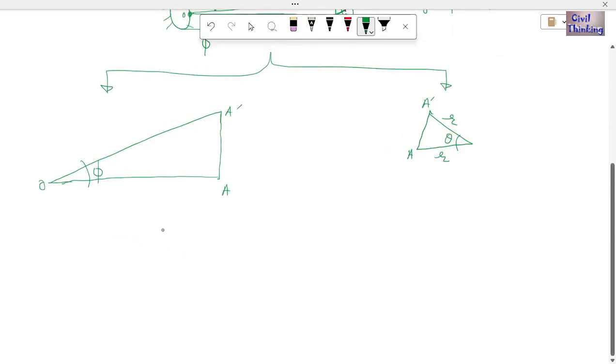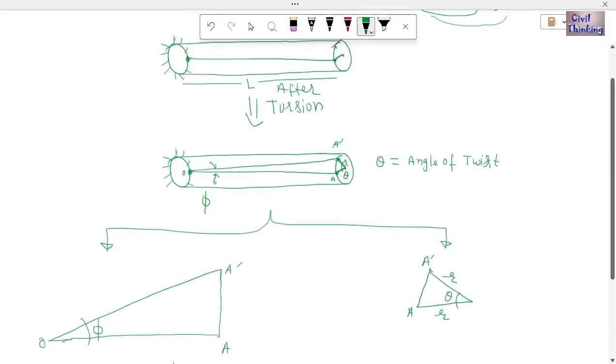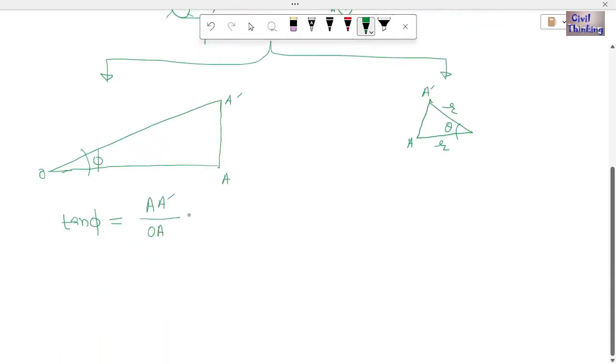Now let us apply tan phi here. Tan phi is perpendicular, which is AA dash, divided by base, which is OA. Now how much is OA? OA is equal to the length of this shaft. So I can write this as AA dash divided by L.